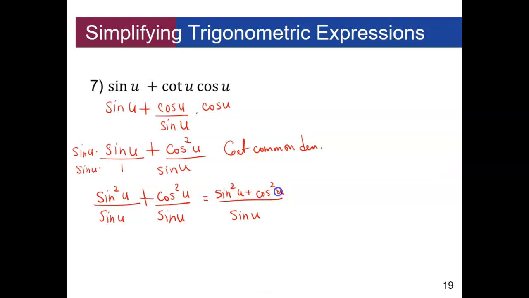Okay, so in the place of sine squared plus cosine squared, if you remember, that is our Pythagorean identity. Sine squared plus cosine squared equals 1. So I'm going to have 1 over the sine of u. 1 over sine is cosecant u. So all that simplifies down to being cosecant of u.